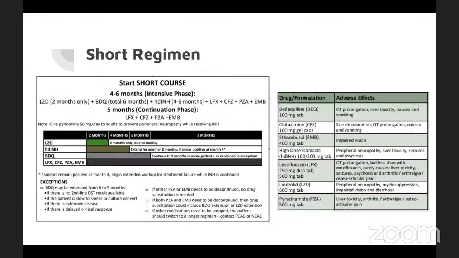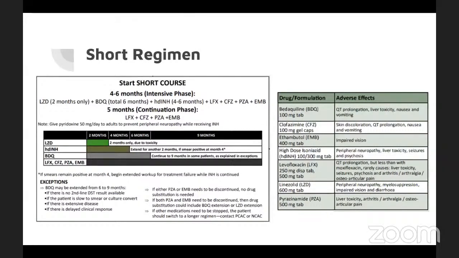So as I said, the short course regimen is generally 9 months, but can be continued up to 11 months, depending on the clinician. So it's 4 to 6 months of intensive phase and then 5 months of continuation, and it includes linezolid, bedaquiline, high dose isoniazid, levofloxacin, as well as clofazimine and pyrazinamide and ethambutol. So as you can see in the pictures, basically linezolid is stopped at 2 months, high dose isoniazid is stopped at 4 months, depending on your blood results, obviously.